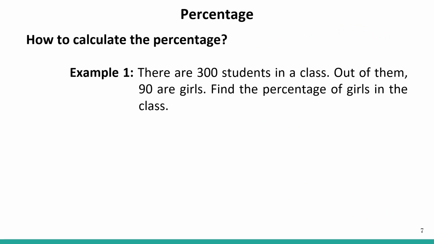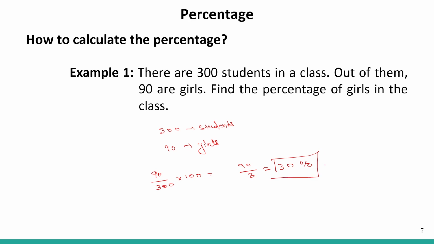So there are 300 students in a class. Out of them, 90 are girls. Let's write down the information: 300 students are there and 90 are girls. Find the percentage of girls in the class. So you have 90 girls and 300 students. So what you do is 90 by 300 into 100. So this is nothing but what? 90 by 3 is equal to 30%. Final answer.